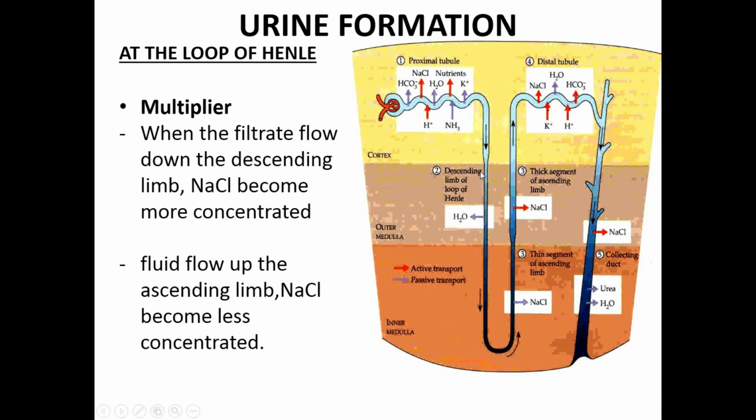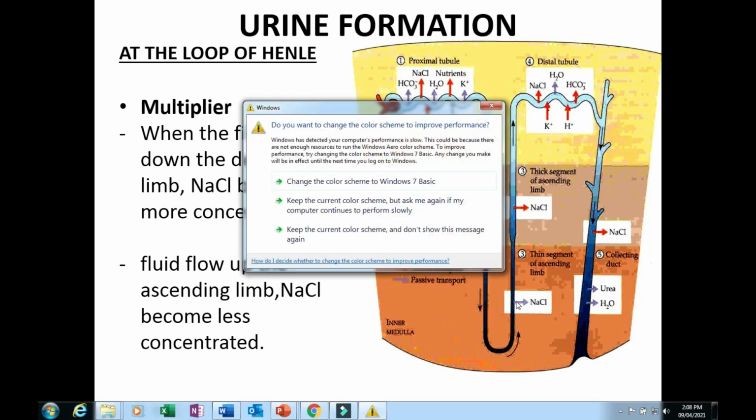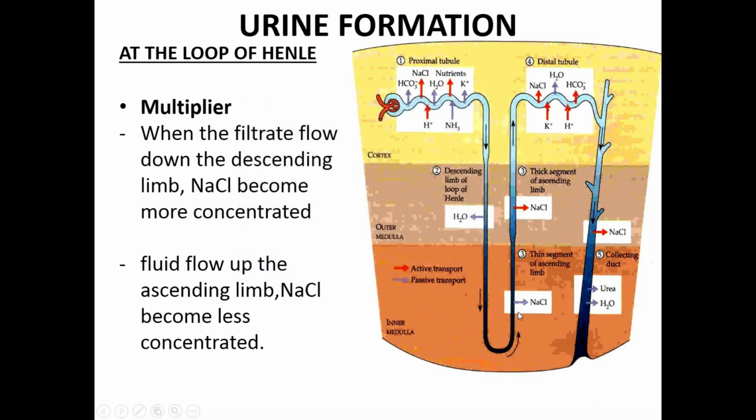Okay, I repeat again. Countercurrent multiplier. Countercurrent: fluid moves down in the descending limb, fluid moves up in the ascending limb. Multiplier: filtrate flows down, the sodium chloride becomes concentrated. Banyak sodium chloride because water dah keluar. Okay, fluid flows up, sodium chloride becomes less concentrated.